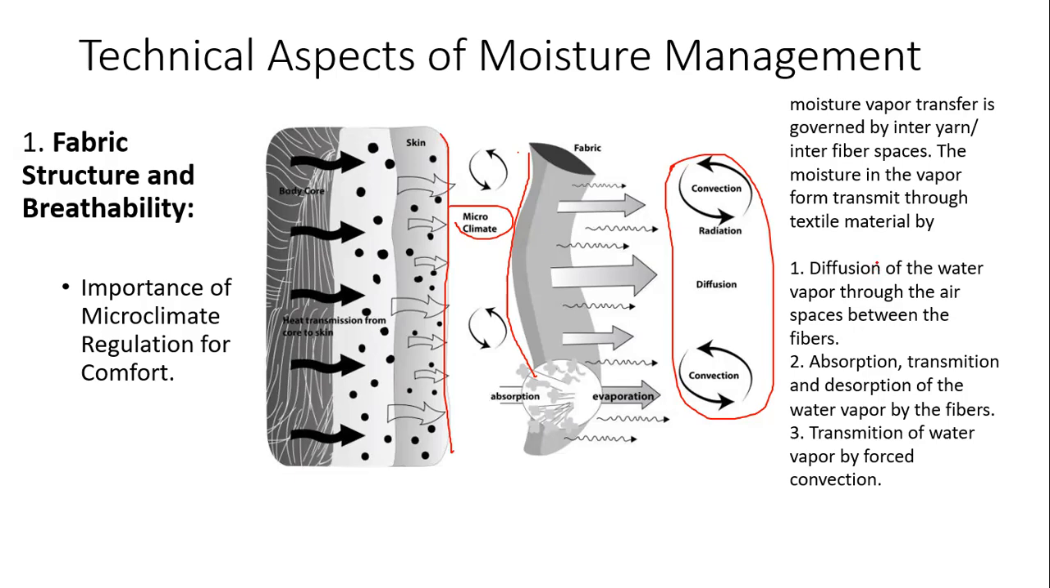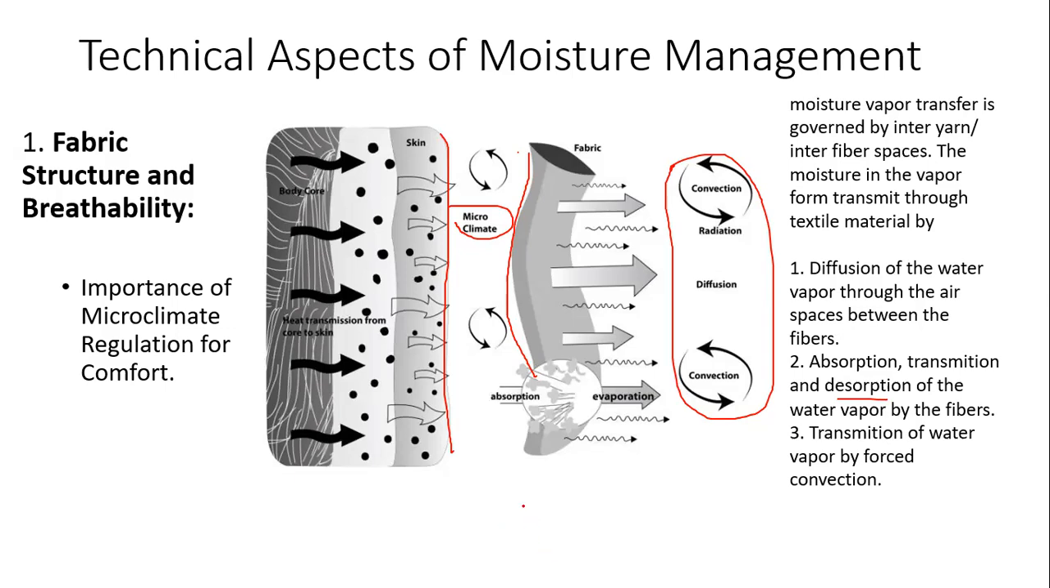Right? Likewise, there are many things, but for the moment we have to keep in mind that inter-fiber spacing and inter-yarn spacing are very important when it comes to the moisture vapor transfer from your skin to the external environment. And diffusion of the water vapor through the airspace between the fibers also contributes highly to effective moisture management. Not only the diffusion, but also the absorption and the transmission through different mechanisms, maybe the capillary action, maybe the wicking, as well as the desorption is also important.